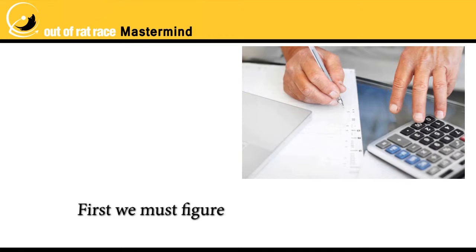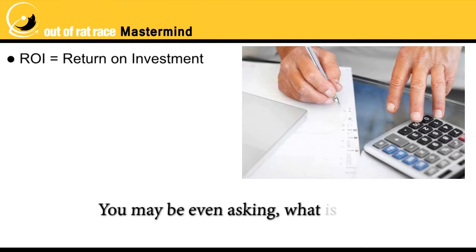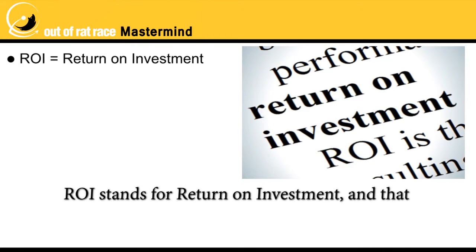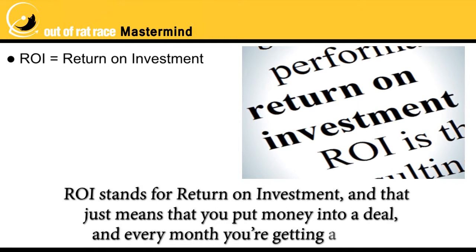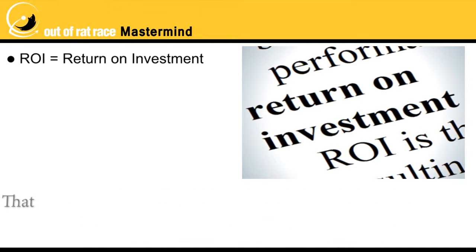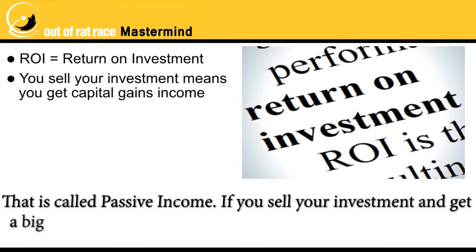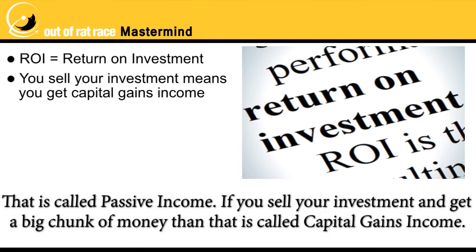First, we must figure out your personal ROI. You may be even asking, what is ROI? ROI stands for return on investment, and that just means that you put money into a deal and every month you're getting a return. That is called passive income. If you sell your investment and get a big chunk of money, then that is called capital gains income.